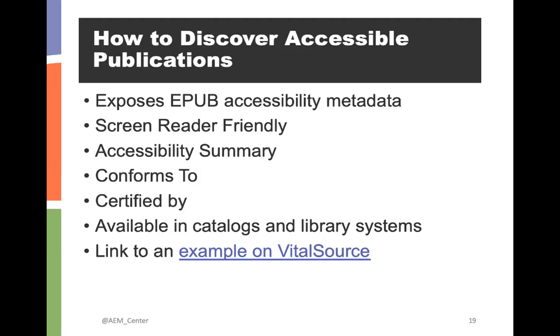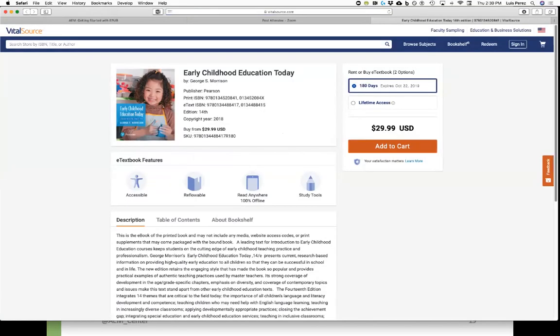And what we'd want is for this to be available in the catalogues that you use for buying and borrowing titles, so through the retail platforms, through the library platforms, and so on. What's really exciting is that we now are seeing these turn up. And the first example is this one that we're going to show you live now on VitalSource. This is the title that was used in those demonstrations. This is Early Childhood Education Today.